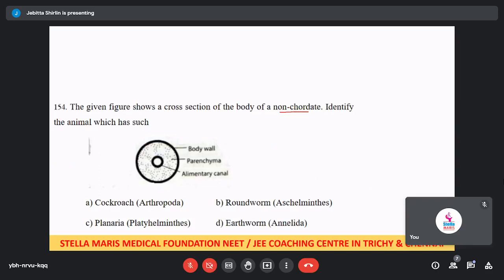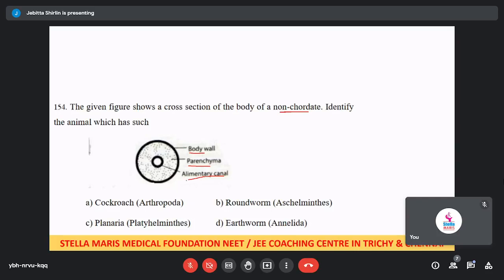Next question. The given figure shows a cross section of the body of a non-chordate. A non-chordate means it is an invertebrate. Identify the animal which has such a cross section. You will see the outermost layer, which is the epidermis, the body wall. Below that you have parenchymal cells, and at the center you have the gut region with the alimentary canal. So you have basically these three structures represented.